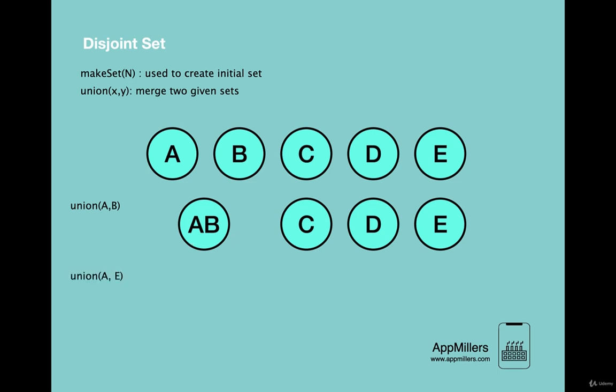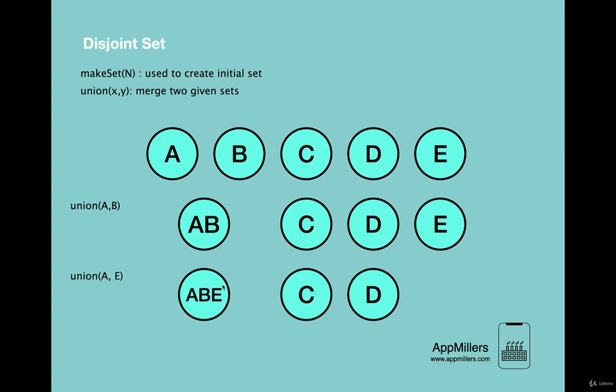Similarly, we can join A and E. In this case, A is located in this set and E is located in a separate set. So if we join them, they will become the A, B, E set. Now as you see, first we joined A and B together. Then if we want to join A and E, A is located in the A, B set, so it means that we will join this set with E. So after joining, it becomes like this.